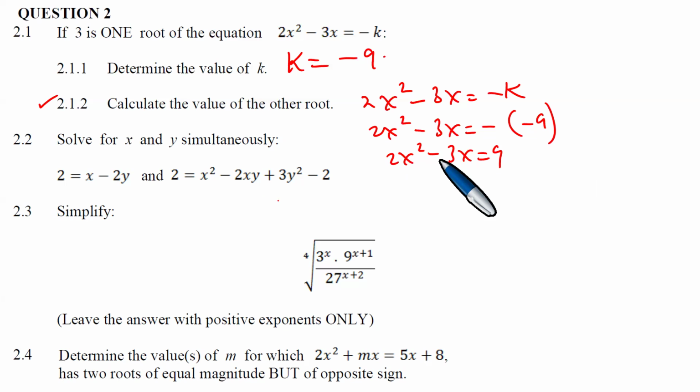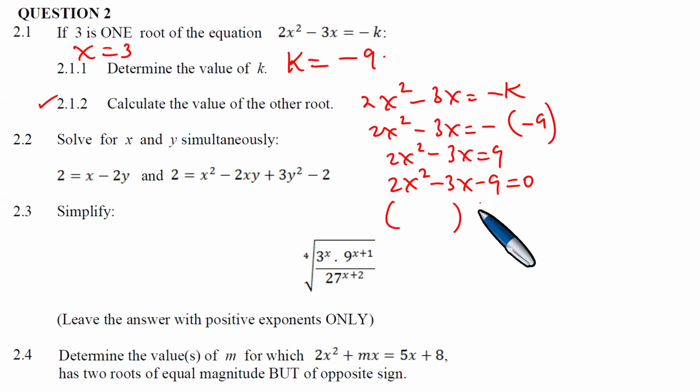And then what do we do? All right, we have 2x squared minus 3x minus 9, and the result is 0. What do we do here now? Because now we need to calculate the value of the other root. We got that if 3 is one root, x is 3. So what do we do here? We need to factorize this. I'm going to be very brief in factorizing this. What are the factors of this? The factors are 2x plus 3 and x minus 3.